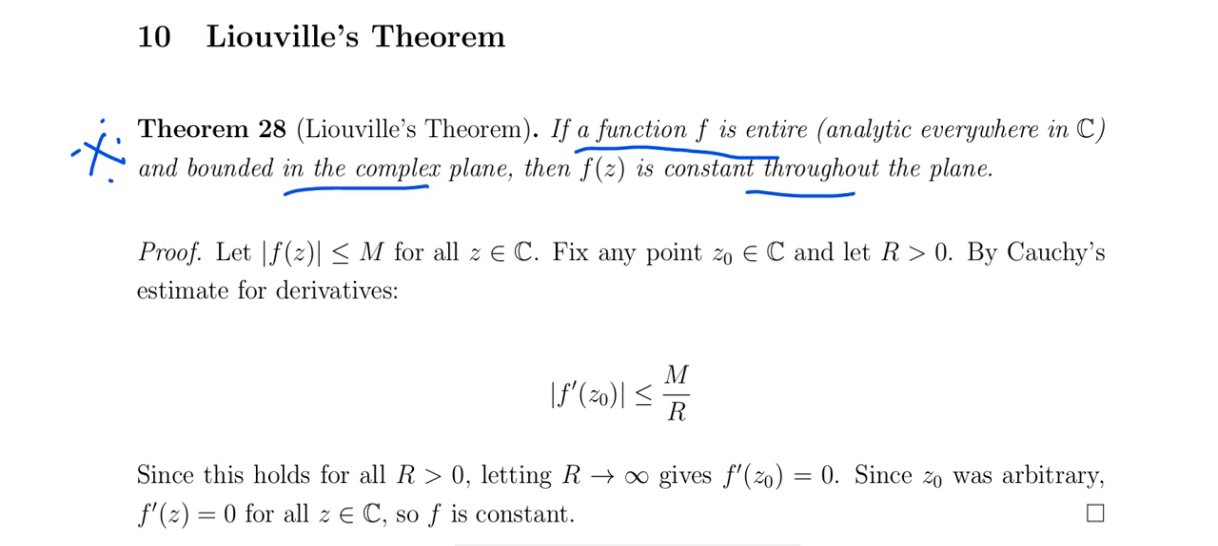So that means mod f of z is less than or equal to M for all z belongs to C. Fix any point z naught belongs to C. Let capital R be greater than 0. By Cauchy's estimate for the derivatives, mod of f dash of z naught is less than or equal to M by R.